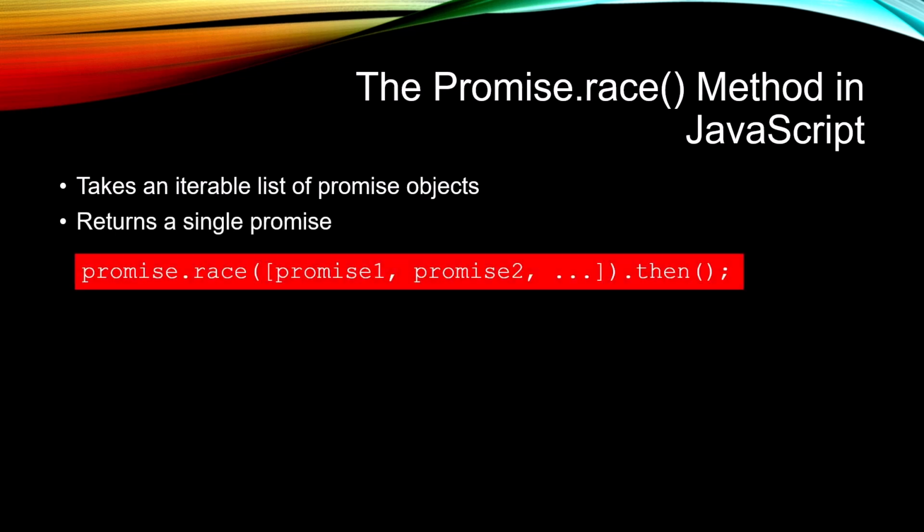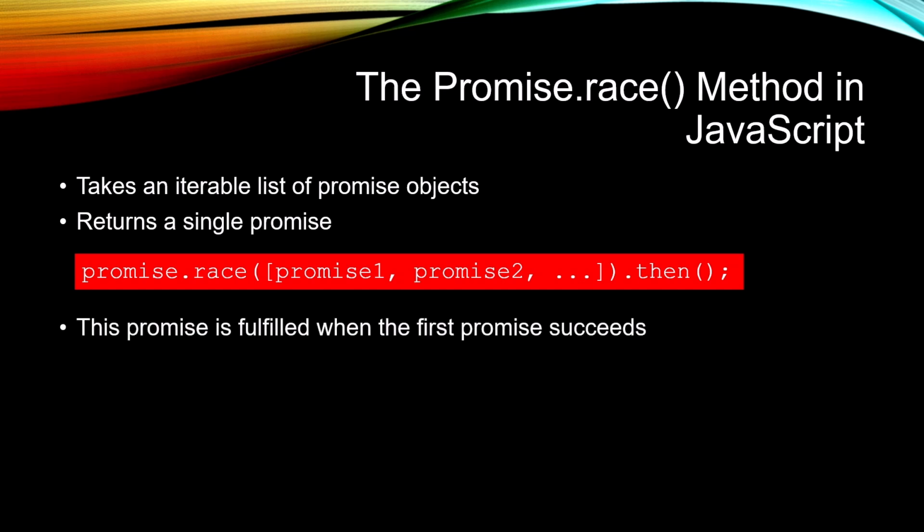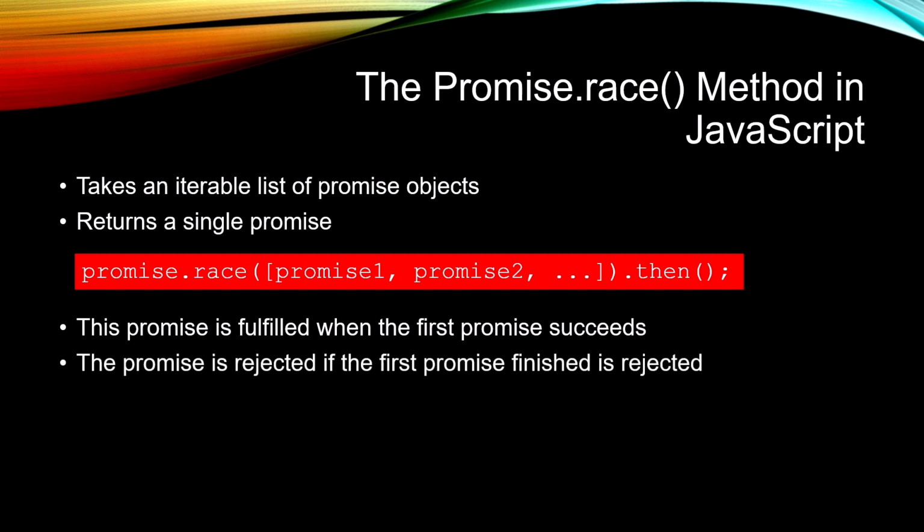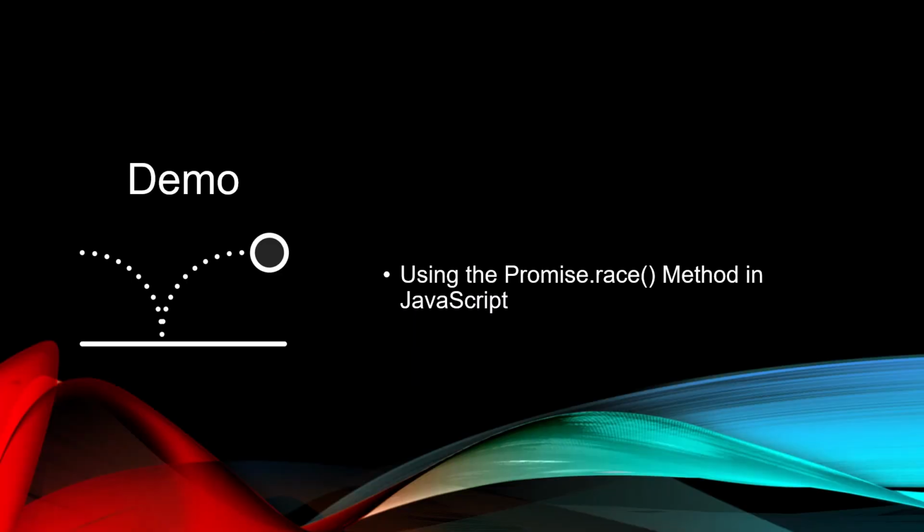The Promise.race method is again going to take an iterable list of promise objects and it's going to return a single promise that we can then process. This promise is fulfilled when the first promise succeeds. The promise is rejected if the first promise finished is rejected. So if you have promises that finish at different times, it's going to be looking at each one and it's going to be fulfilled when the first one succeeds, or it's going to be rejected if the first promise finished is rejected. Let's take a look at using the Promise.race method in JavaScript.